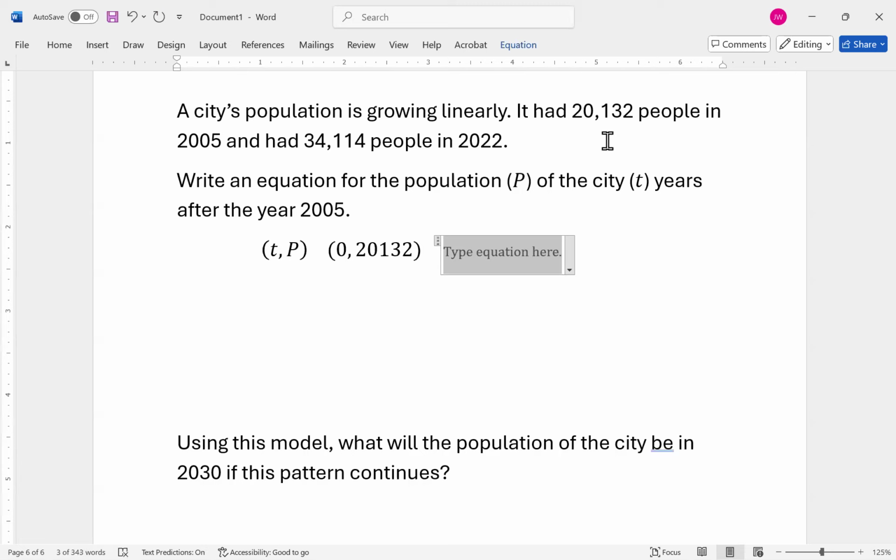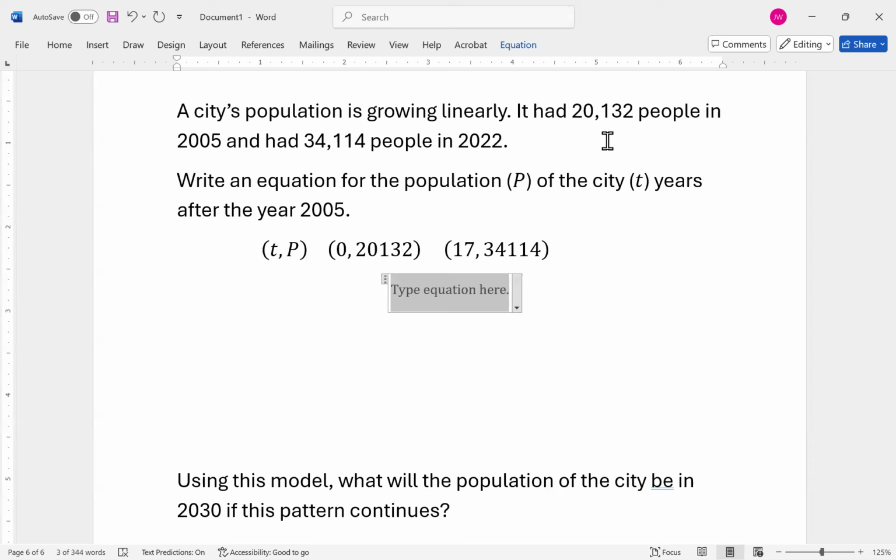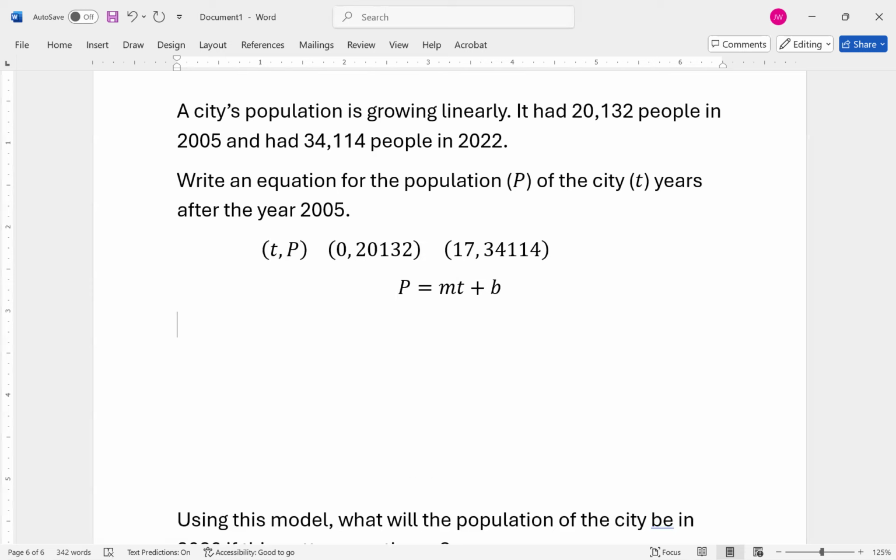In 2022, having 34,114 people corresponds to the point 17, comma 34,114. Notice that the T there was 17 because 2022 is 17 years after 2005. I want to create the equation. Again, we're just using different variables. P is equal to M, that is the slope, times T plus B.